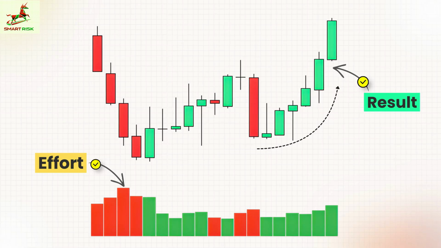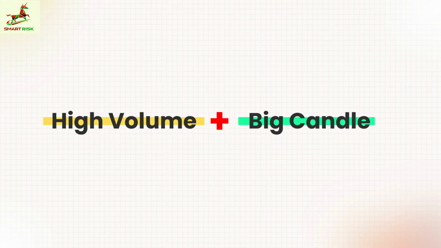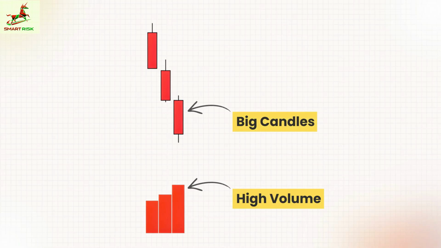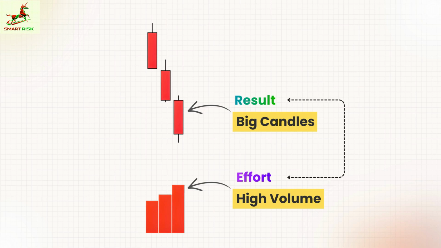To understand this properly, we need to look at 3 different scenarios. Scenario number 1, high volume plus big candle. This first scenario is the most straightforward. If the volume is high and the candle is also big, it means a lot of effort went in, and the result matched that effort proportionally. Both things are pointing in the same direction, and everything looks normal. This is considered a healthy, trustworthy move. When you see effort and result aligned like this, you can have confidence in that move.